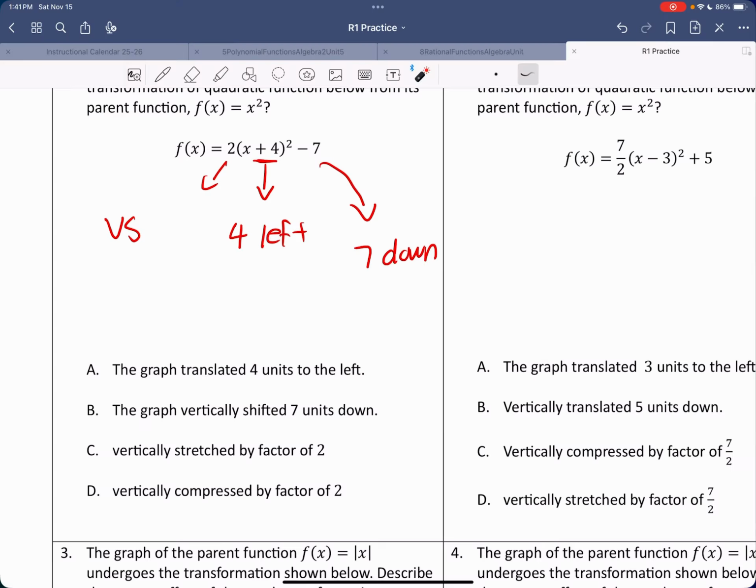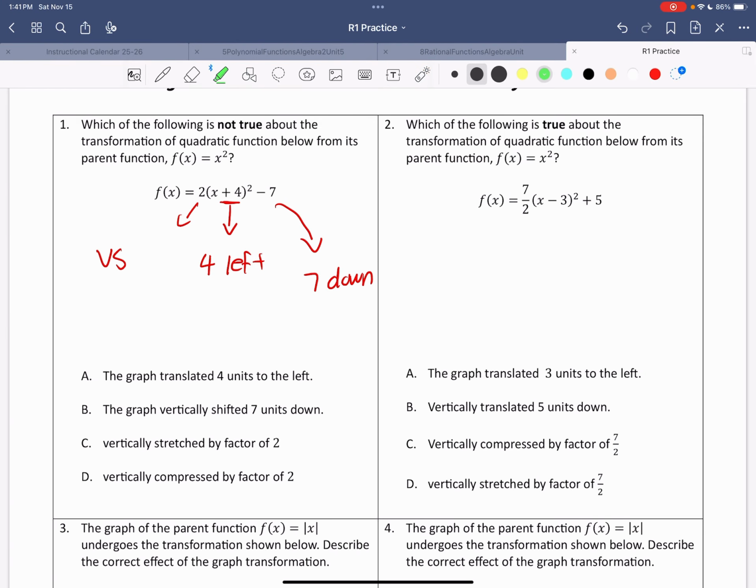So the question says, which of the following is not true? You have to read the question very carefully. This one says the graph is translated 4 units to the left. That's correct. The graph is vertically shifted 7 units down. You don't have to worry about this crazy wording. Just look at the 7 units down. That's also correct. Vertically stretched by a factor of 2. Very good. Vertically compressed? No. Keep that in mind. Vertically stretched means you're stretching vertically.